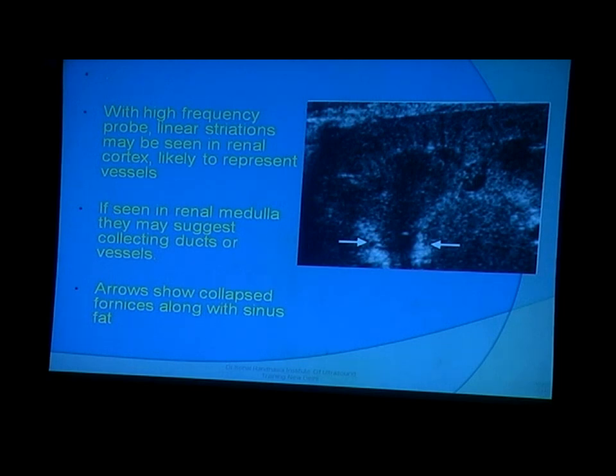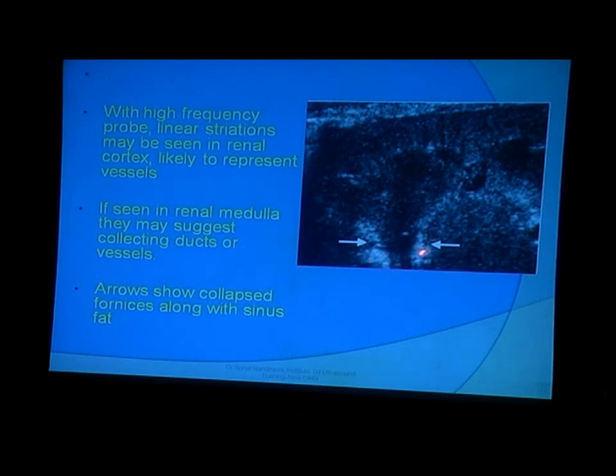Similar lines may be seen in the medullary region also. This picture is not showing very clearly, but you might find similar linear areas close to the pyramids. They may suggest collecting ducts, because just now we read that part of the collecting duct goes to the pyramids. That is why sometimes you may find calculi even in the medullary region. Normally the calculi are more confined to the sinus region, but in such a case you may find them in the medullary region also.